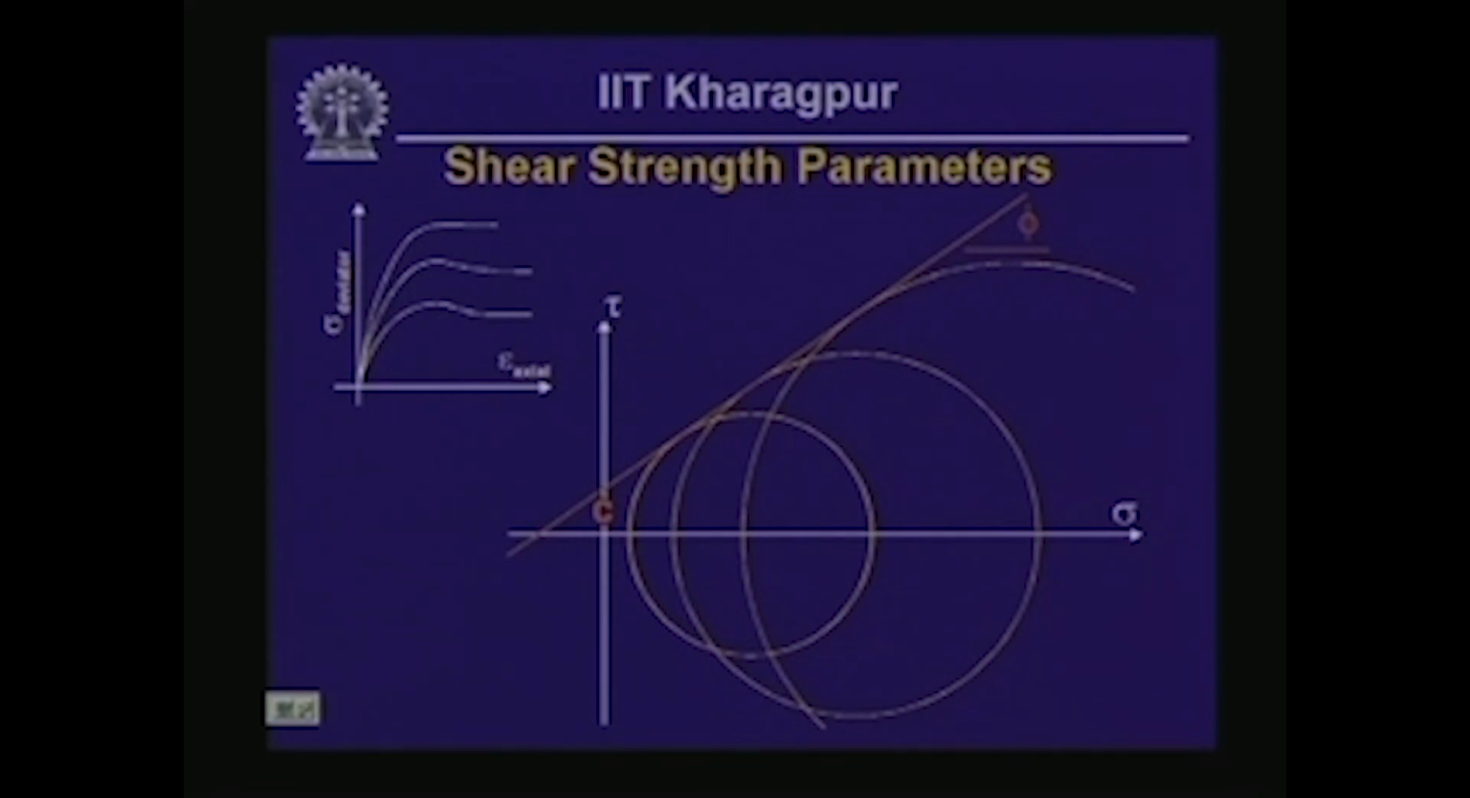So, these two parameters are also indicated on your screen there. The angle here is denoted by the symbol phi, and the intercept is denoted by the symbol c. The angle phi is called the angle of internal friction, and this quantity c, which is measured in units of stress, is called the cohesion intercept. So, this c and phi essentially are the shear strength parameters that are of general interest in such problems.